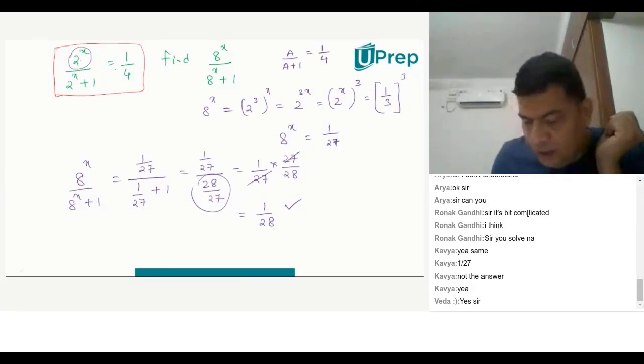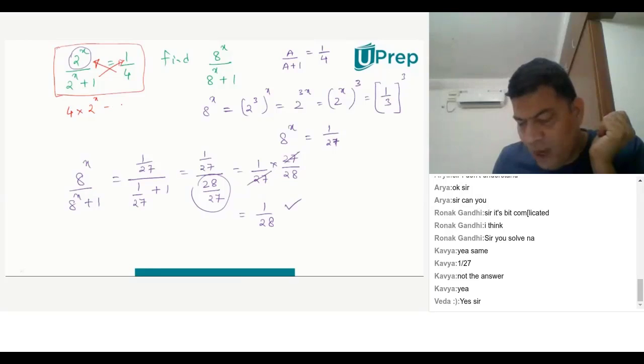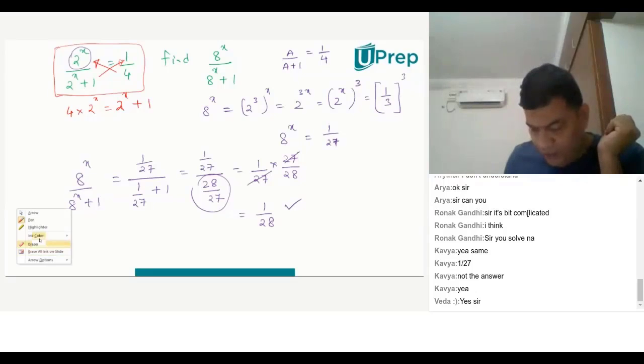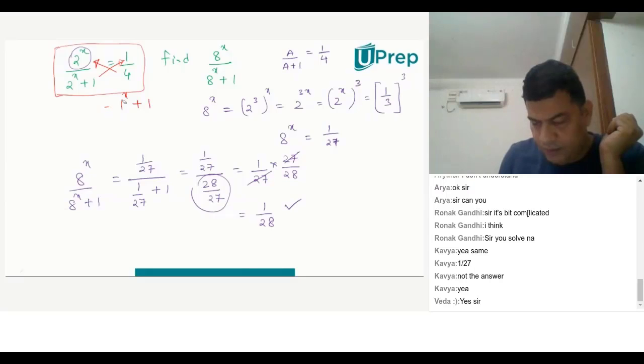Cross multiplying. Yes, sir. So you're saying 4 into 2 to the power of x is equal to 1 into 2 to the power of x plus 1, which is 2 to the power of x plus 1. Yes, sir. Okay, Arya, let me make it easier for others. Let me do it for everyone.